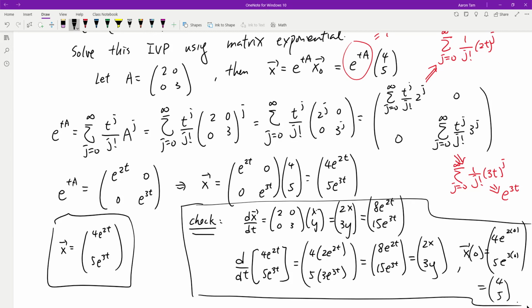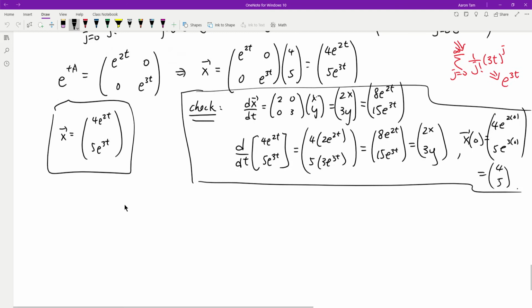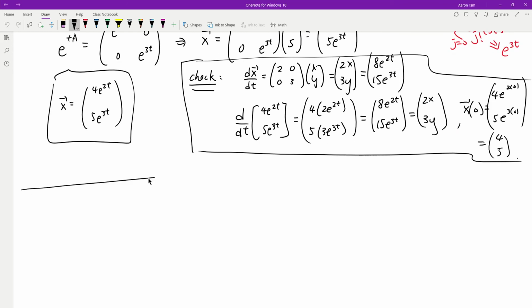So that's the basic idea of how we solve an initial value problem using the matrix exponential. We find the matrix exponential, multiply by the initial condition, and then voila, we're done. Now, of course, you probably realize that the most difficult part of the problem would actually be to find e to the tA, which is true. So let's show a second example, which is a little harder to do.